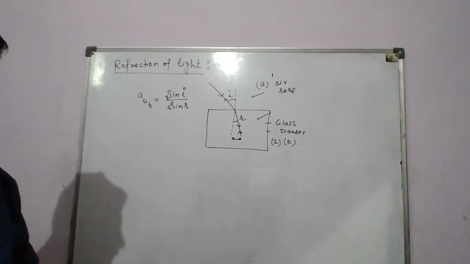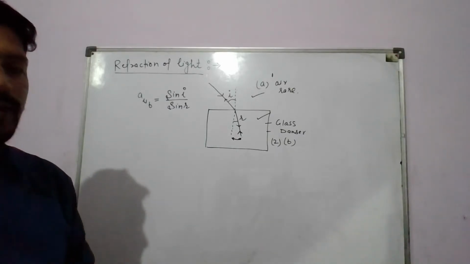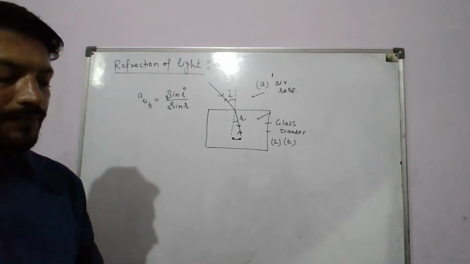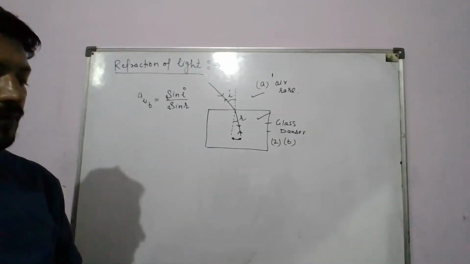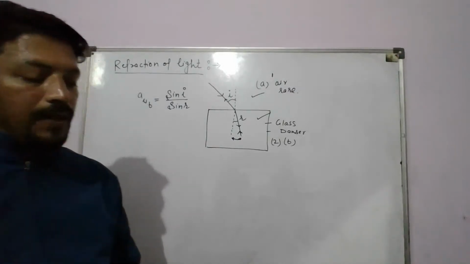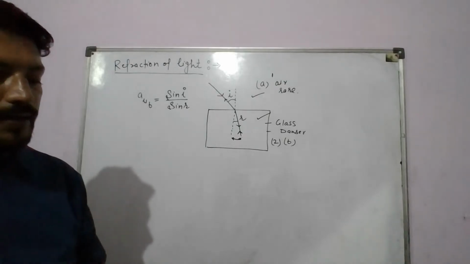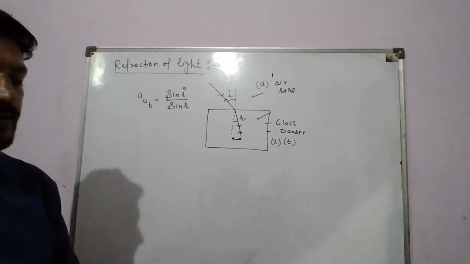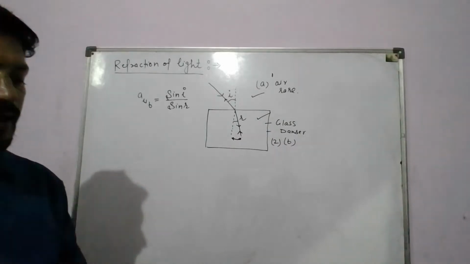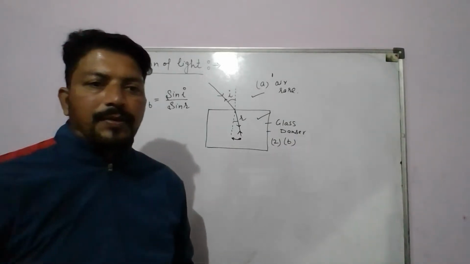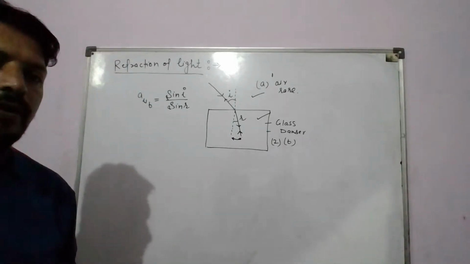So here the refractive index, mu, is the refractive index of the material B with respect to A. This depends upon the nature of the pair of media A and B. It also depends on the wavelength of light: the refractive index of the medium is greater for violet light than for red light. The wavelength of red color is greater than the wavelength of violet color.